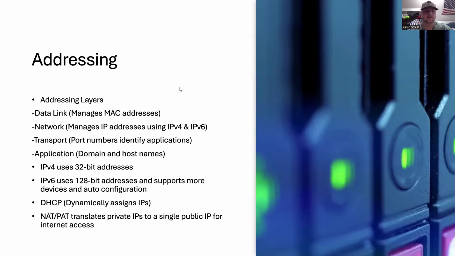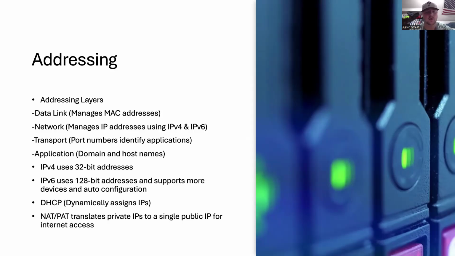The third chapter was about addressing. There are different addressing layers. The data link layer manages the MAC addresses. The network layer manages IP addresses using IPv4 and IPv6. I'll go into that later on the slide. The transport layer has different port numbers which identify different applications. And the application layer has domain and host names.